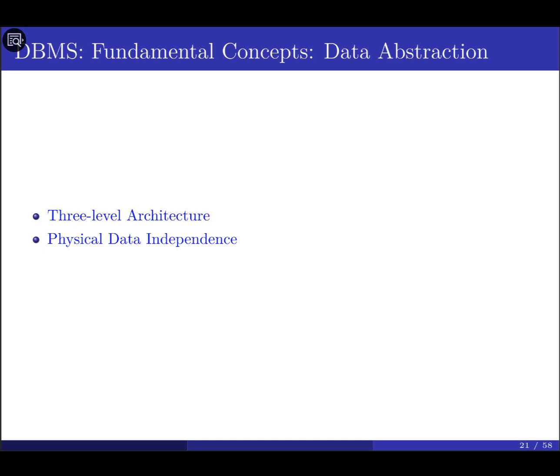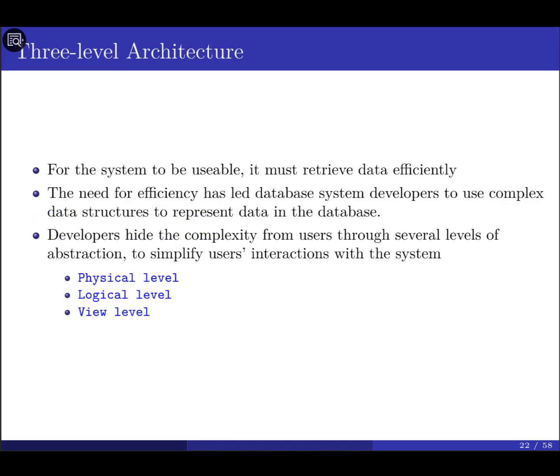Okay, so let me check here. Yeah. Now we're going to take a look at the fundamental concepts of the database management system. So I'm going to talk about data abstraction. Remember we said that in the database management system, in order to manage the complexity, we're going to have some levels of abstraction. We try to hide details on the lower level from the user on the higher level. So I'm going to take a look first at the three-level architecture. Then after that, talk about physical data independence. It's going to be clearer later when we talk about them, okay?